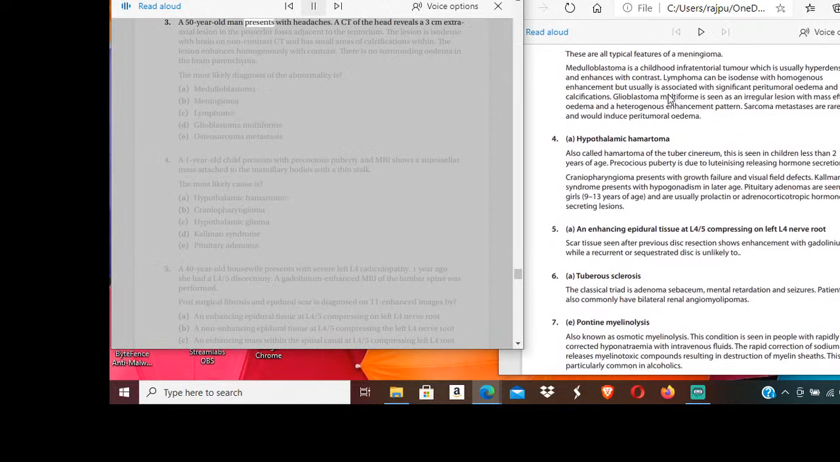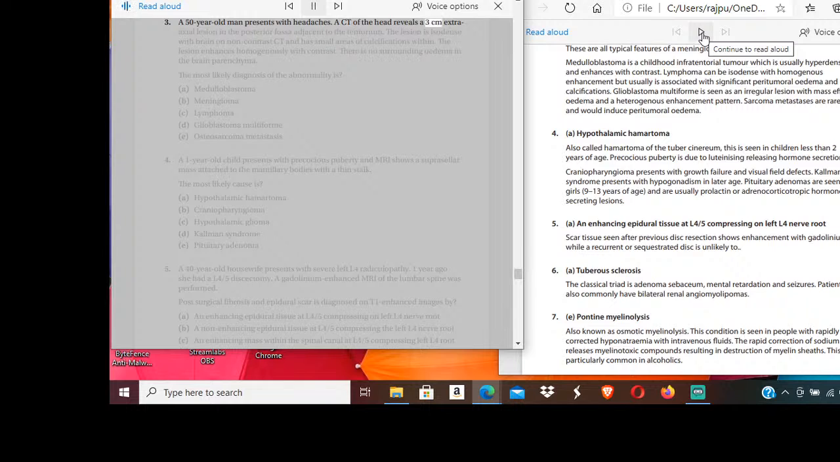3. A 50-year-old man presents with headaches. A CT of the head reveals a 3 cm extra-axial lesion in the posterior fossa adjacent to the tentorium. The lesion is isodense with brain on non-contrast CT and has small areas of calcification within. The lesion enhances homogeneously with contrast. There is no surrounding edema in the brain parenchyma. The most likely diagnosis of the abnormality is A.